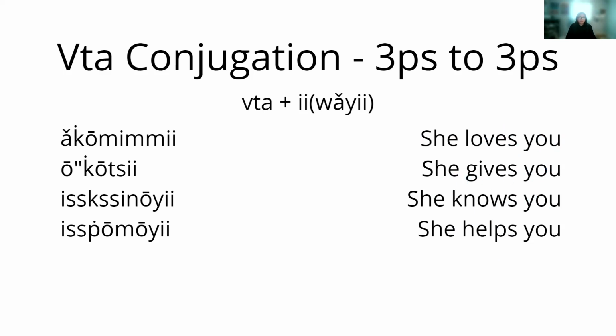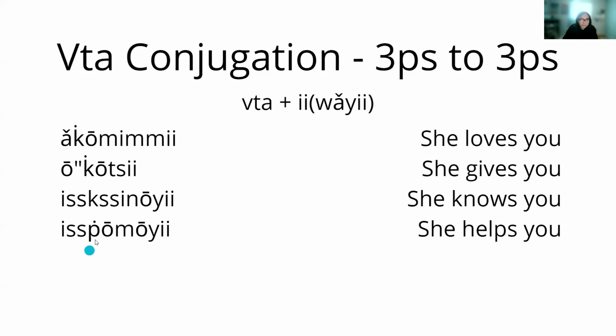Would be akomimmi, she loves her. Ohkotsi, she gives her. And just to pronounce it with the silent, you could say akomimmi wai. Ohkotsi wai. Isksin no ye wai, she knows her. And then she helps her, ispomo ye wai.